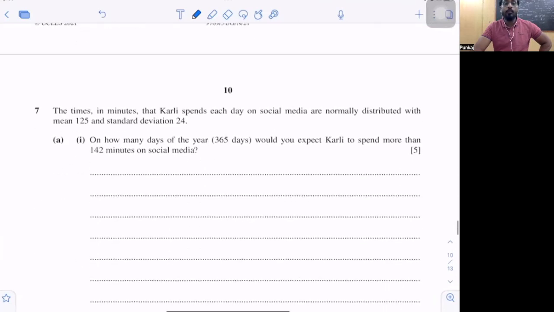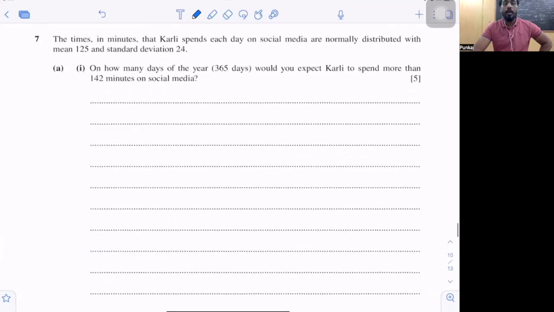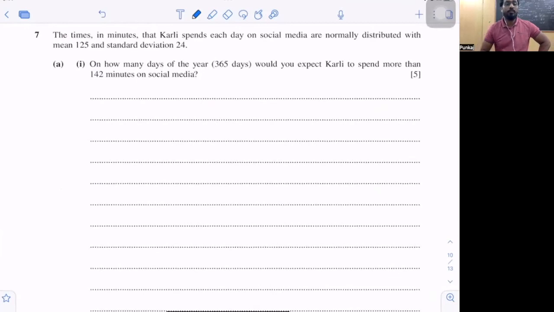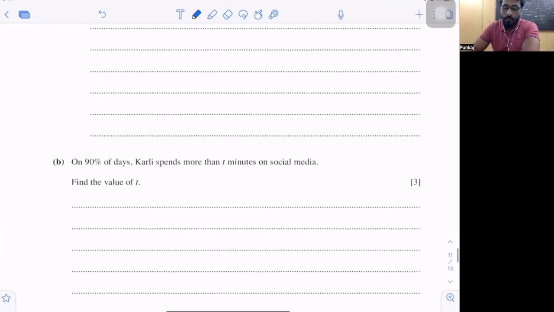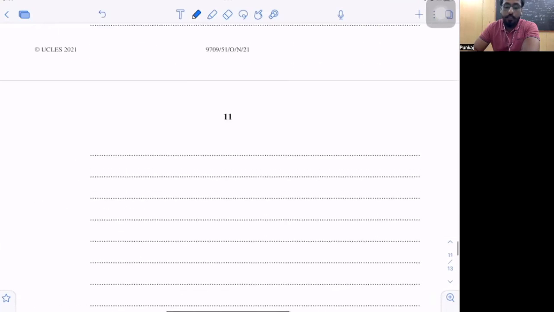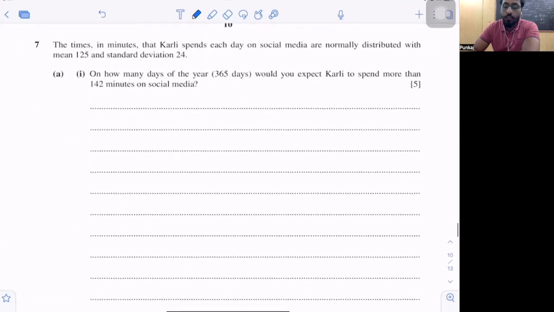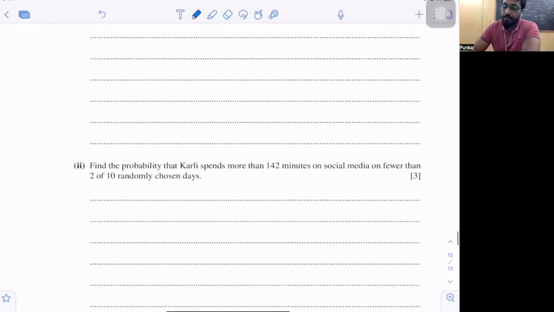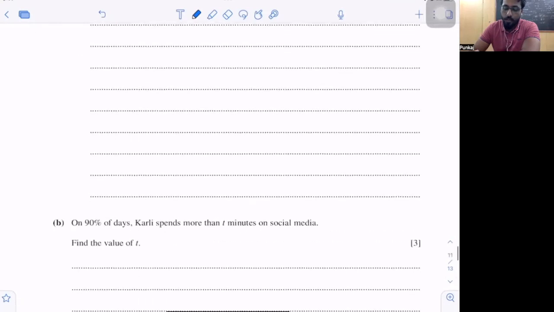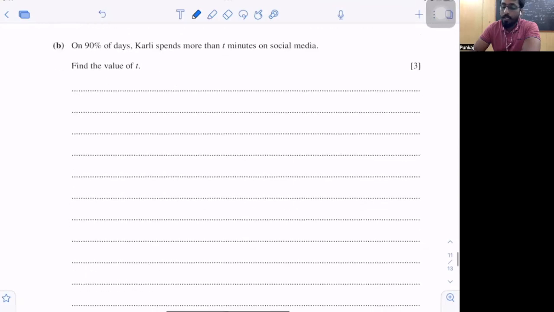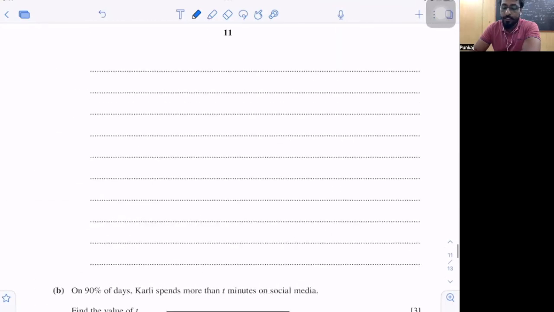Now we proceed to the most important question of the paper and from your syllabus, question number 7, which is based on normal distribution. You want to really pay attention over here for this last question. So I hope that's the last question. This is the 7th question. Yeah, that's the last question. So students, we are going to solve this question number 7. It's for 5 plus 3, that's 8 marks, and another 3, that's 11 marks. So huge weightage. You really want to pay attention for this question.